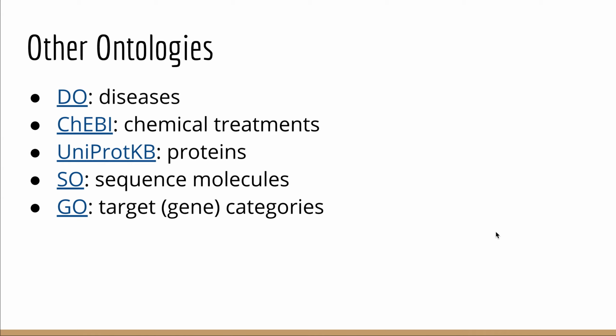Here are some other ontologies we use. The disease ontology DO is used to describe any disease biosamples. When samples have been treated in any way, we annotate any chemical treatments with CHEBI and any proteins with UniProtKB. The nucleic acid material that is being sequenced is annotated with the sequence ontology. In addition, for any target gene categories, we refer to the gene ontology.